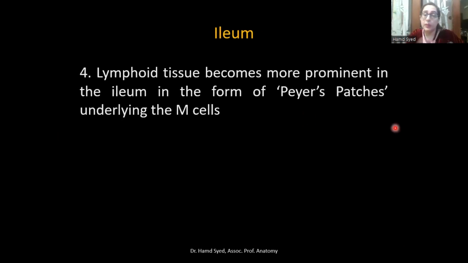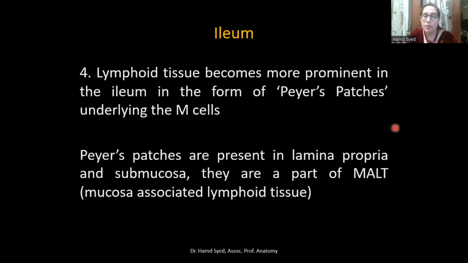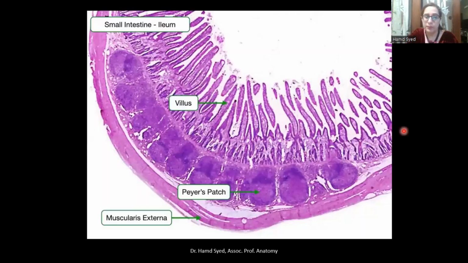Now, when we come to the ileum, the lymphoid tissue becomes more prominent in the form of structures or collections of lymphocytes known as Peyer's patches. And they are typically present beneath the epithelium where the M cells or microfold cells are present. Peyer's patches are present within the lamina propria as well as within the submucosa, and they are actually a part of the MALT, that is the mucosa-associated lymphoid tissue.